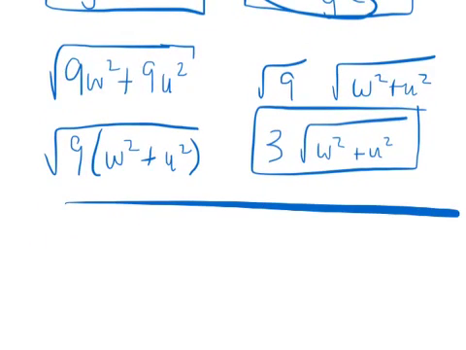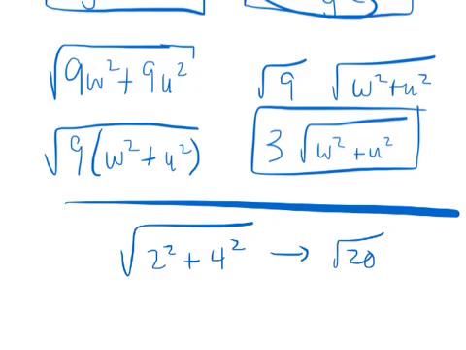Okay, let's say we have the square root of 2 squared plus 4 squared. Mike, what does that come out to be on the inside when you square both of those? 20.